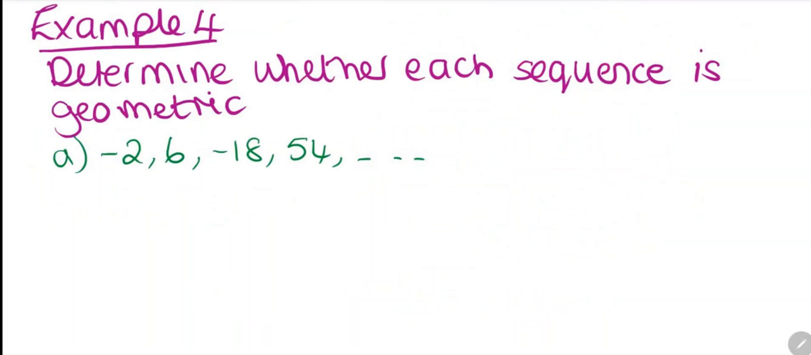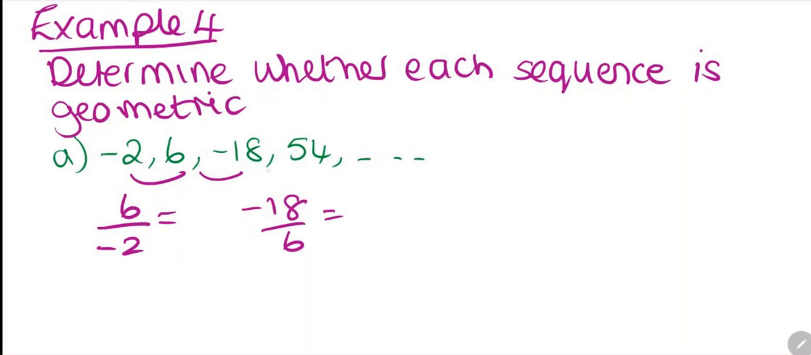Okay, so example 4, determine whether each sequence is geometric. So we have a sequence here: -2, 6, -18 and 54. So to check a geometric sequence, we have to divide the terms. So we're going to look at these terms here, and we're going to do 6 divided by the previous term, which is -2, and then the next two, so -18 divided by 6, and then finally we have 54 and -18.